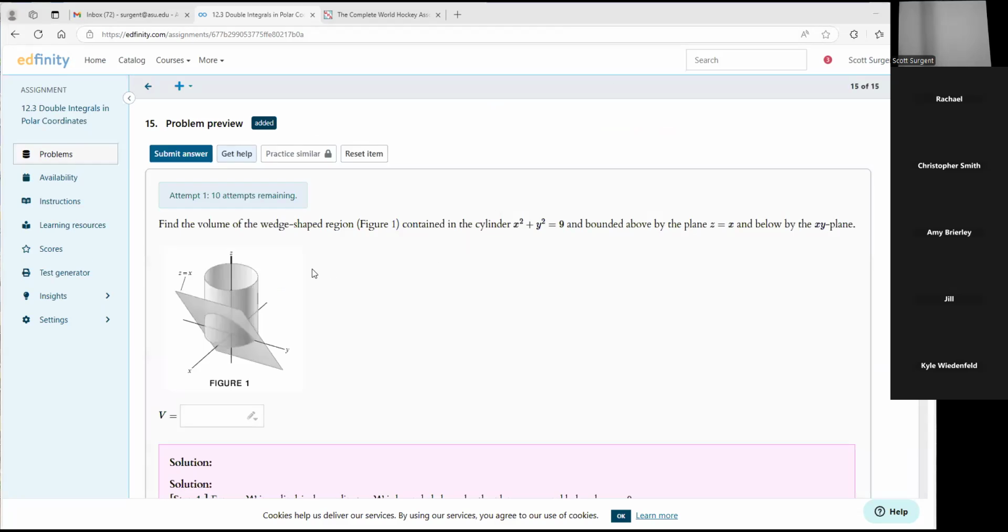So this is 12.3, number 15. Find the volume of the wedge-shaped region, figure 1, contained in the cylinder x squared plus y squared equals 9, so that's this guy, and bounded above by the plane z equals x, and below by the xy plane. Okay. I'm not going to even look at the solution yet. I'm just going to copy the picture. You've got a plane that's slicing through at an angle. You get kind of a wedge-shaped thing.